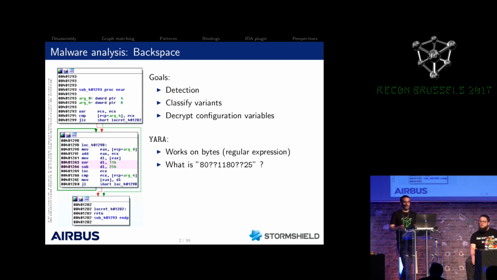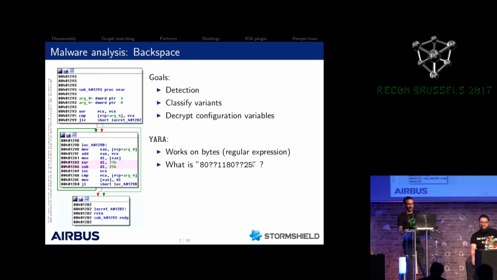YARA works on bytes, so you will write regular expressions on bytes, and it will look like the following expression. In order to detect the XOR followed by the sub, you will say: I need the byte 80, then any byte, then the byte 11, which is the argument of the XOR, then the byte 80, then any byte, then the byte 25, which is the argument of sub.